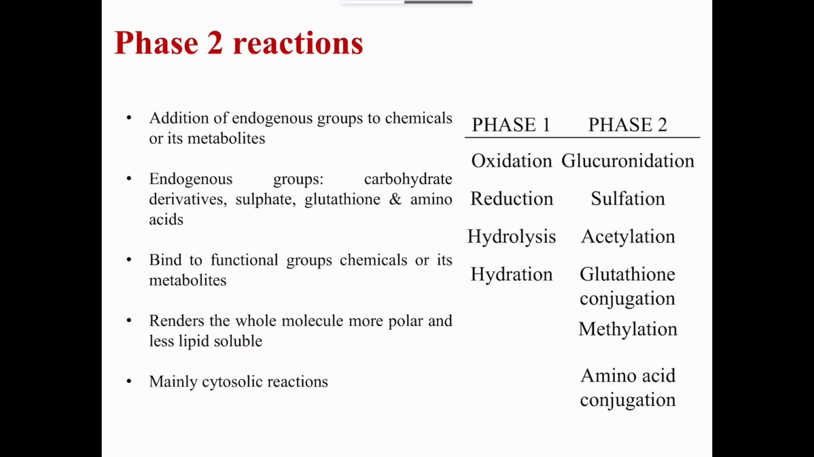This renders the whole molecule more polar and less water soluble. These are mainly cytosolic reactions. We will now discuss each one of them individually.